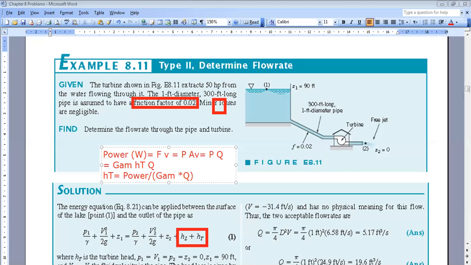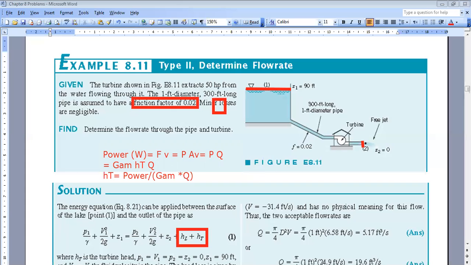Okay? But the problem here is that we don't have the velocity. So we don't have Q also. So here V is unknown. Okay? So let us go through the equation. First, P1 is exposed to the atmosphere. So if we are working in gauge pressure, we can say P1 and P2 are exposed to the atmosphere.